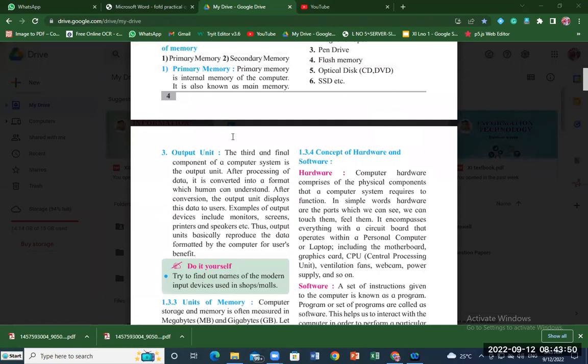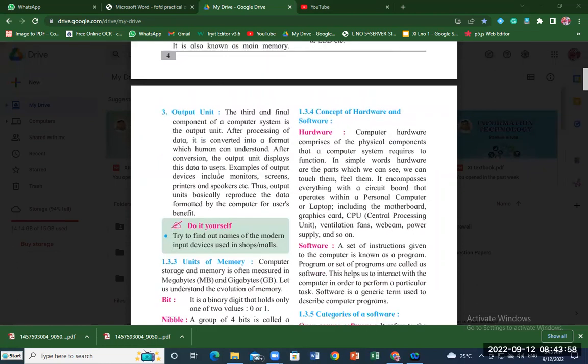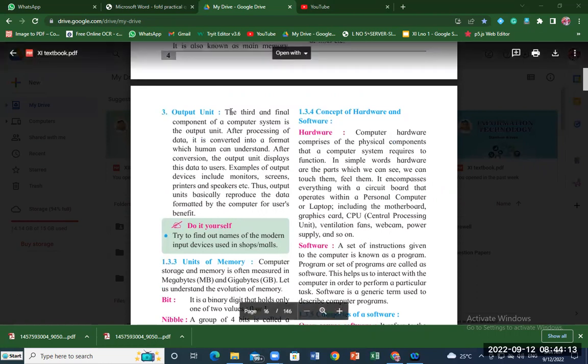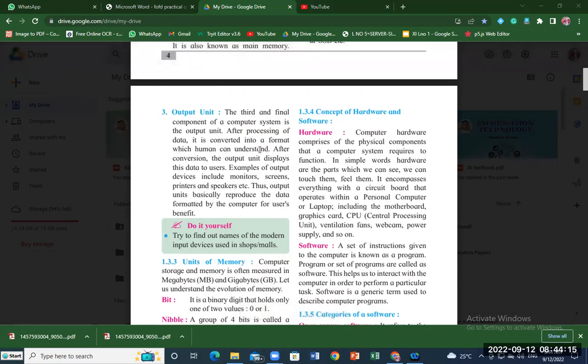Okay, and the last unit is the output unit. The third and final component of a computer system is the output unit. After processing of data, it is converted into a format which humans can understand. Correct? Either I can see it on the monitor as a display, or I can get the output in print. So that is an understandable way.